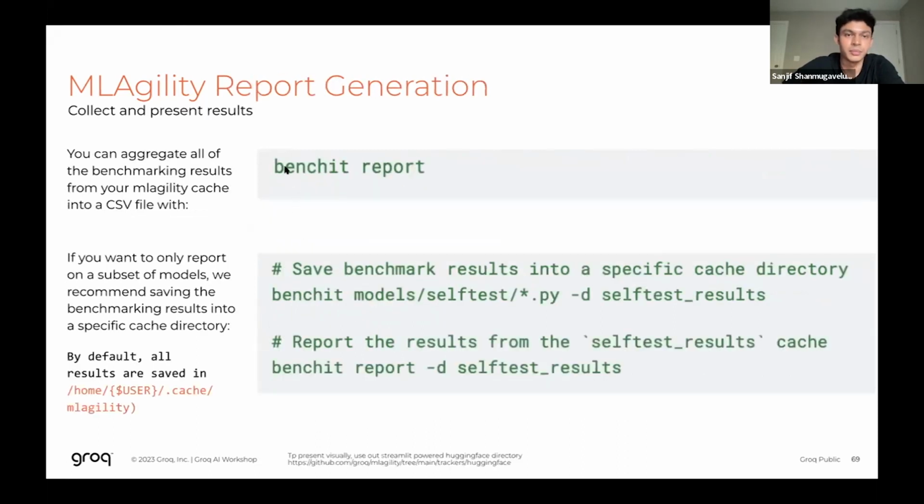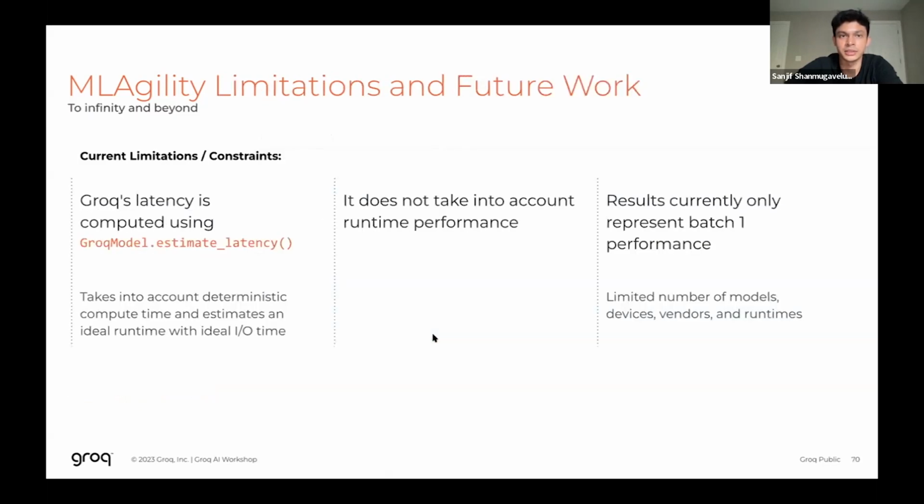The way you extract all that information is you use this command called benchit report. Right now, this is under active development, and we're still working on this because we'd like to be able to extract more information from your cache folder. So this may give you unexpected results, but rest assured, we're working on this. And effectively, that's all we have for MLAgility.